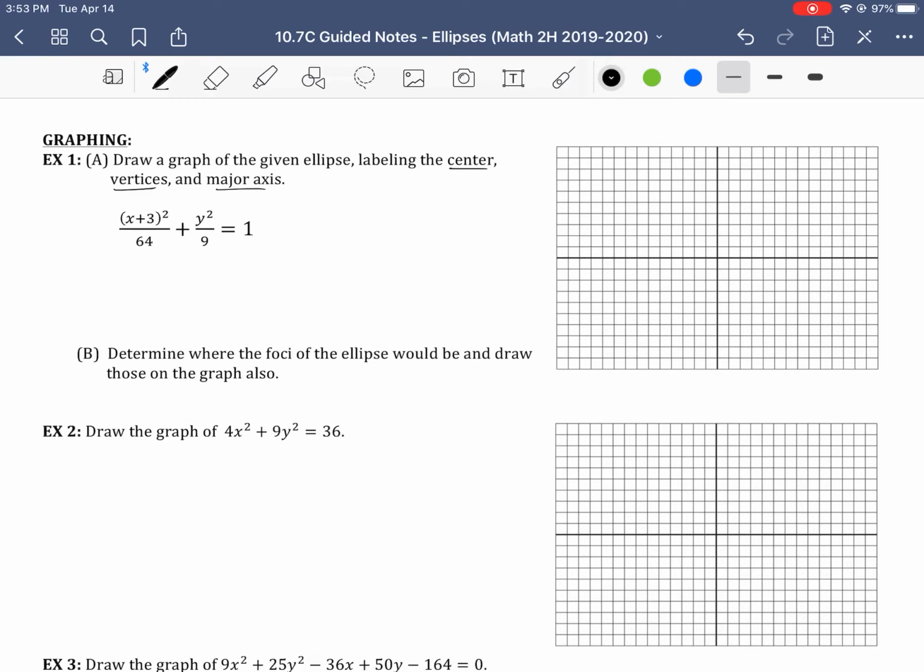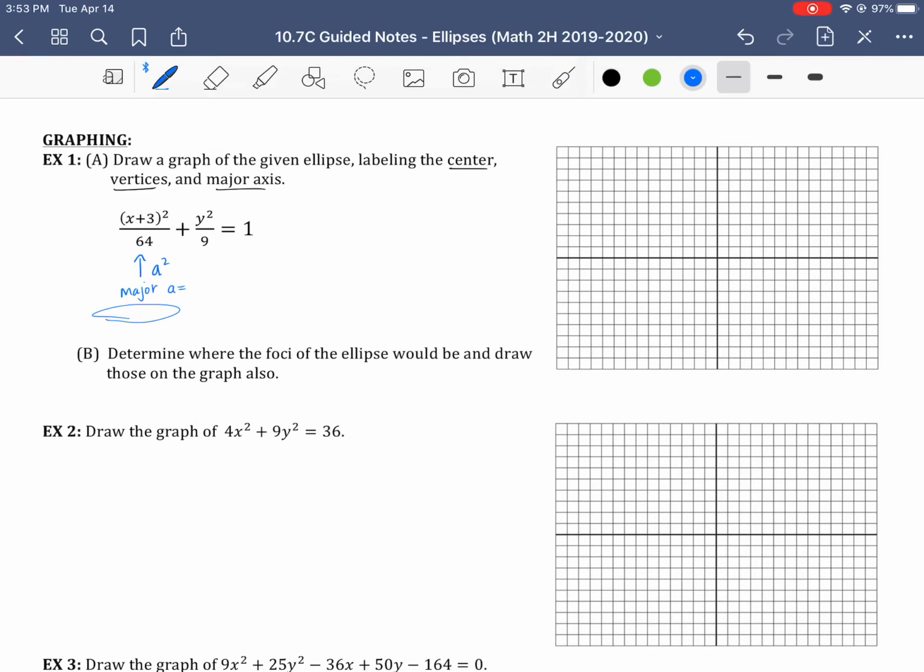But also we're going to look at the vertices, and then it wants us to label or recognize the major axis. So here's our equation. Again, like we talked about on the front, we look for the largest value on the bottom, and that tells us that this must be the a squared, and a is always related to that major axis. Because this largest number is underneath the x term, that means that this is elongated horizontally. Okay, so we know it's going to look something like that.